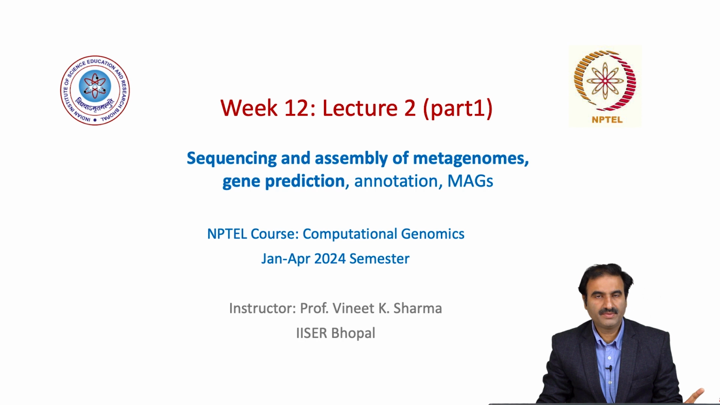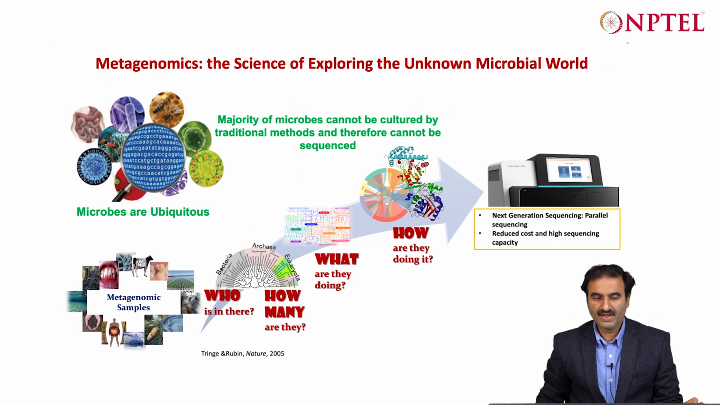So in the previous lecture we discussed what is metagenomics, examples of metagenomes, what we do in metagenomics and what is the outcome of it. In this part we will look at the sequencing and assembly of metagenomes, their function annotation, including gene prediction and annotation of those genes, and construction of MAGs. So we will divide this lecture into two parts.